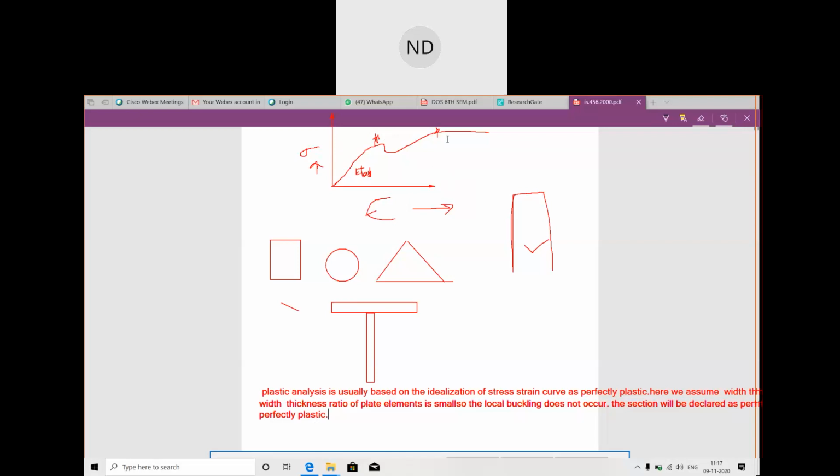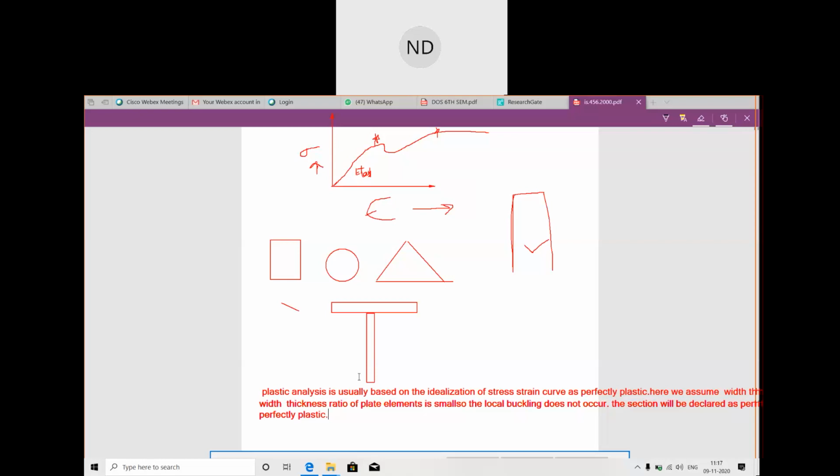The stress strain curve is assumed perfectly plastic, and in this analysis it is also assumed that the width to thickness ratio of the plate element is small, so that there is no local buckling. The section is declared perfectly plastic. Keeping these assumptions in mind, it can be said that the section will reach its plastic moment capacity, and after that will be subjected to considerable movement at applied moments.